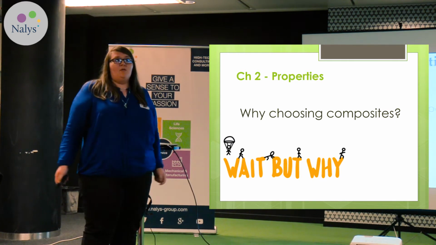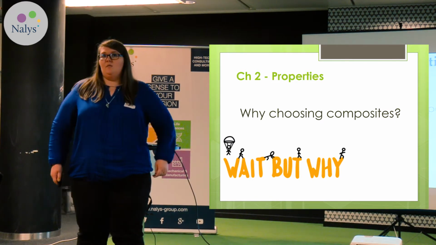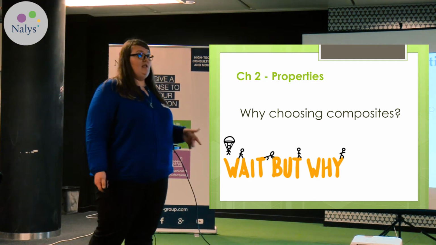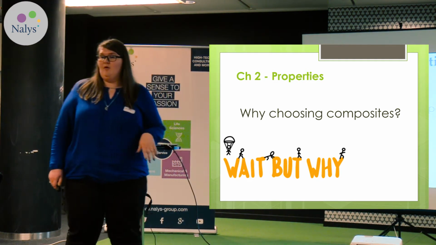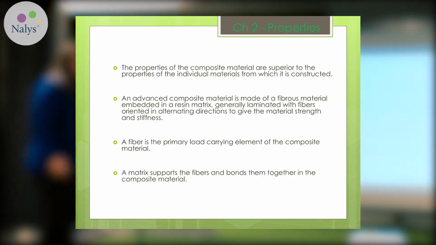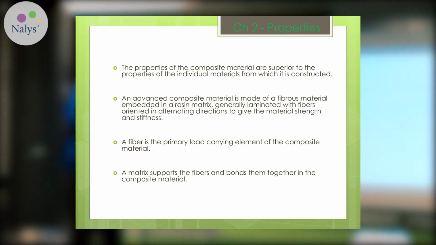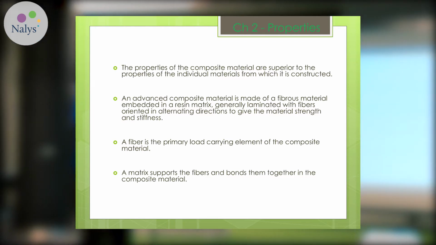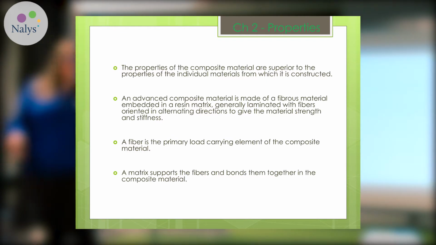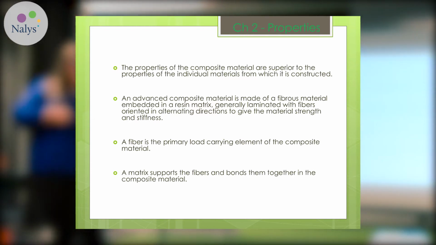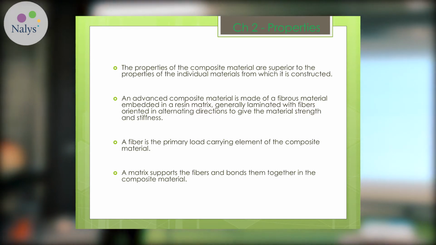So, why choose composites? Why can't we do it from metallics, for example? Like an aircraft, maybe it will be easier, no? Maybe it will be cheaper, I don't know. Why choose composites? Because the properties, like I said, are superior to the properties of the materials they were constructed from. On top of that, you cannot construct an aircraft only from fibers or only from the glue. Like you can't make a sandwich only with some mustard or something like this. That's not a sandwich, yeah?